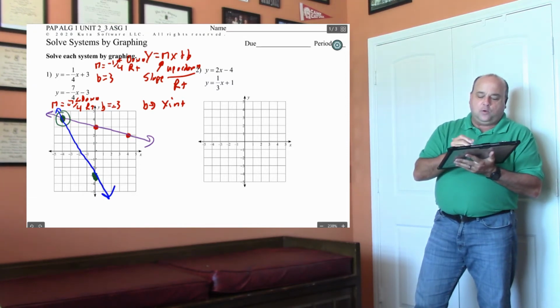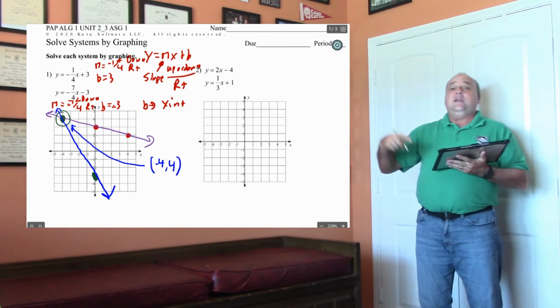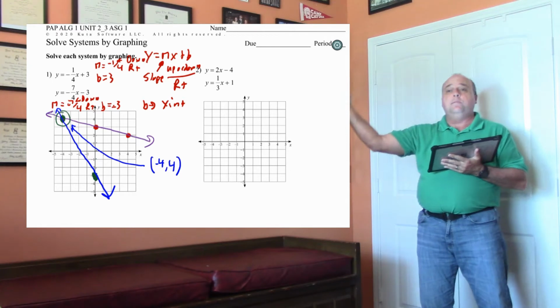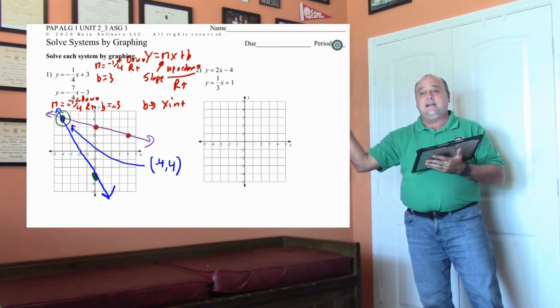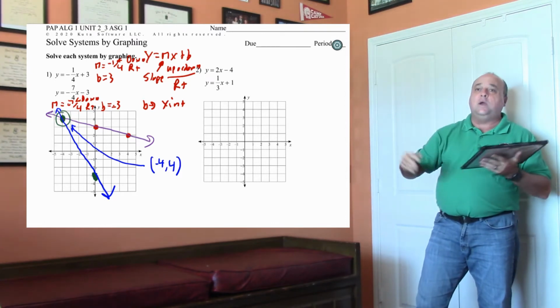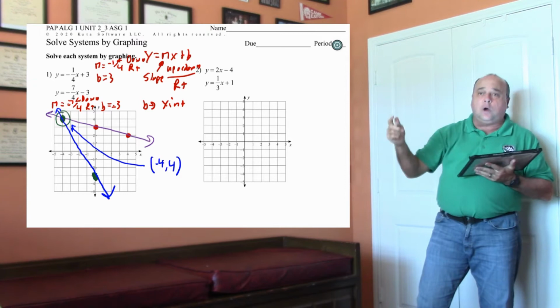The intersection point is what you're going to write down. So draw an arrow to it, and the intersection point is -4, 4. Now then, if we wanted to, we could plug -4, 4 in both equations and it would make them true. That would take a lot of time. But -4, 4 would work in both equations. That's the only ordered pair that will make those 2 equations work.